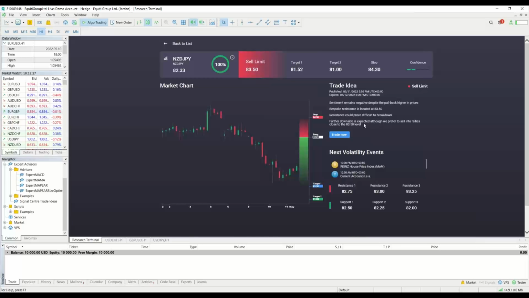From this, the next stage is the explanation of the idea itself. So here we're going into some detail as to what it is the analyst has seen on the chart. And he's describing this using technical sentences to explain what he sees on the chart. So we can see here sentiment remains negative despite the pullback higher in price. We can see the pullback here on the chart over the last few hours. We've got some bespoke resistance at 83.50. If I hover over the 83.50 here, I can see that this is the entry that we're looking at.